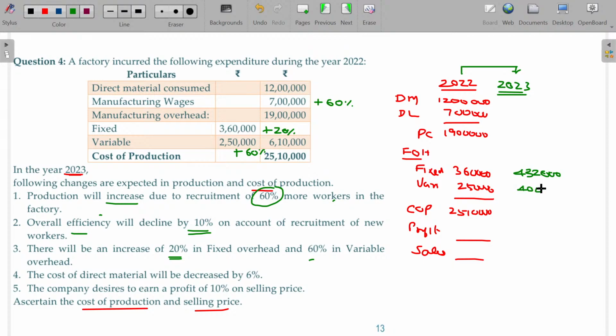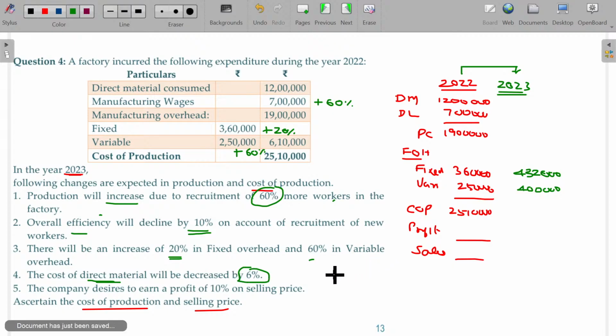There are two assumptions here. Just similar to the direct material, this will also be assumed. Another one is a flat rate 60% increase. That way also you can assume. The cost of direct material will be decreased by 6%.